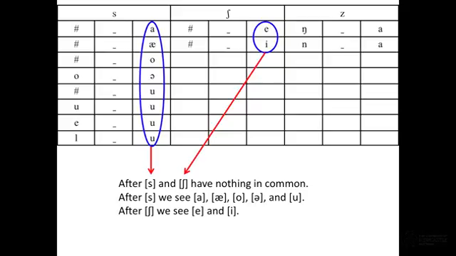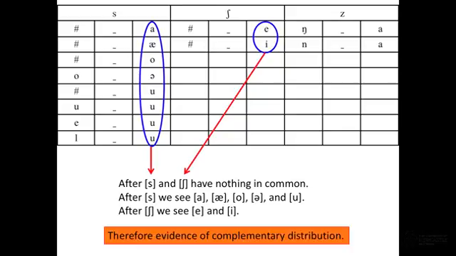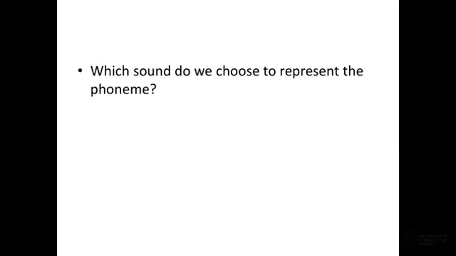We see that s and sh have nothing in common. After s, we get the vowel sounds a, o, and u. After sh, we only see e or e. This is therefore evidence that s and sh are in complementary distribution. So we have established that the before environment is conditioning for z, but the after environment is conditioning for s and sh. So, which sound should we choose to represent the phoneme?